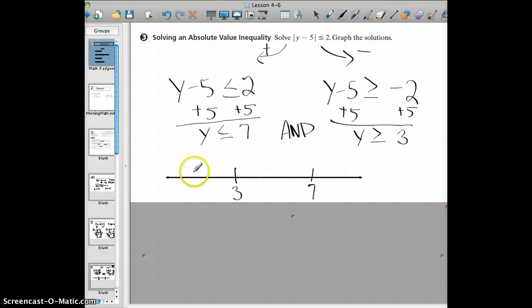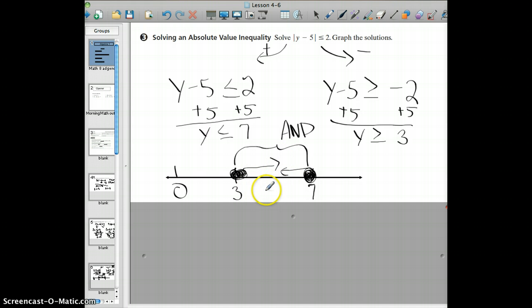And we'll just put my 0 on there for good measure. Going to have a closed circle on the 3. And that's going to y is greater, so that's going to the right. And we have a closed circle on the 7, and that is less than, so it's going to the left. So our solution is then going to be between 3 and 7. That's the and part. That's the overlap.